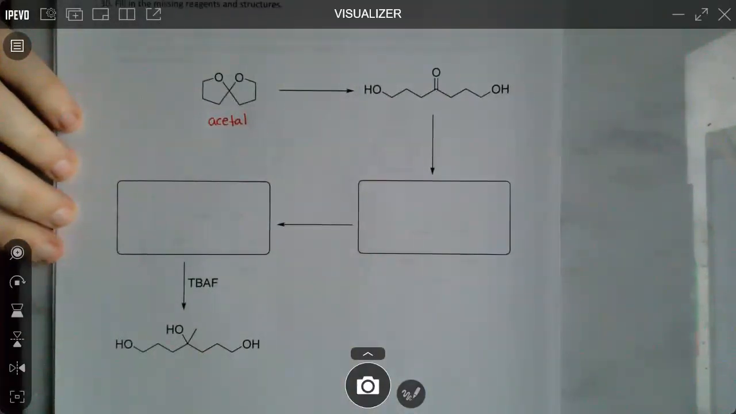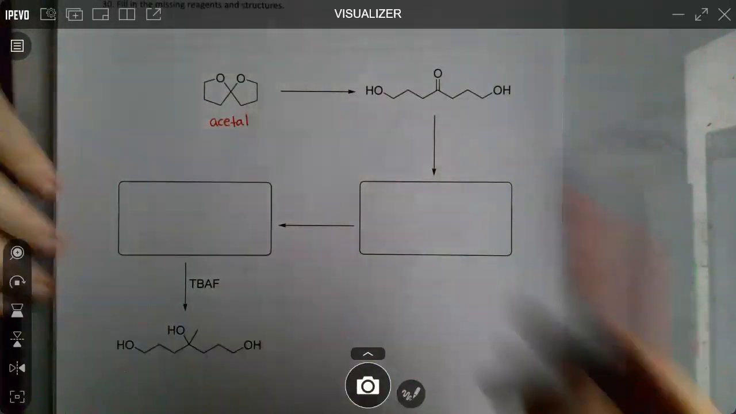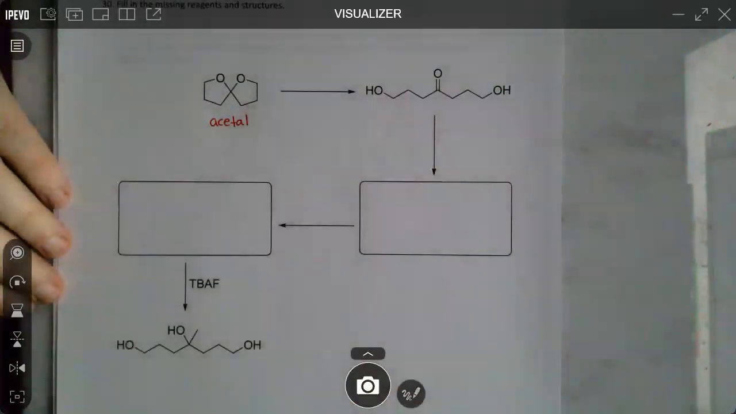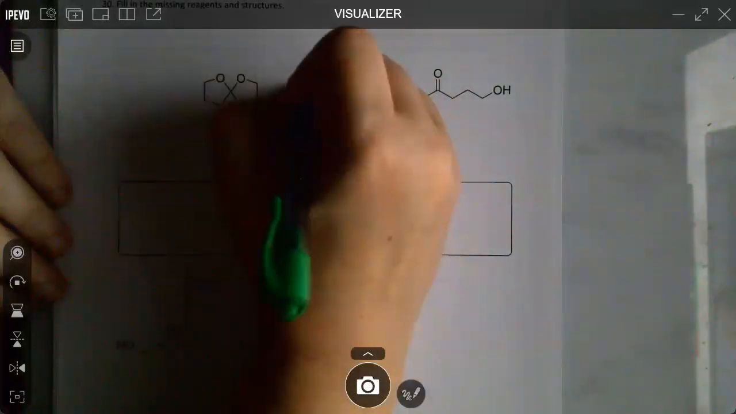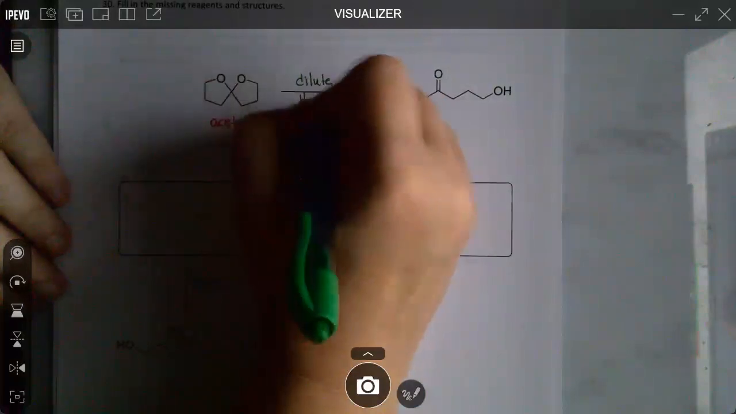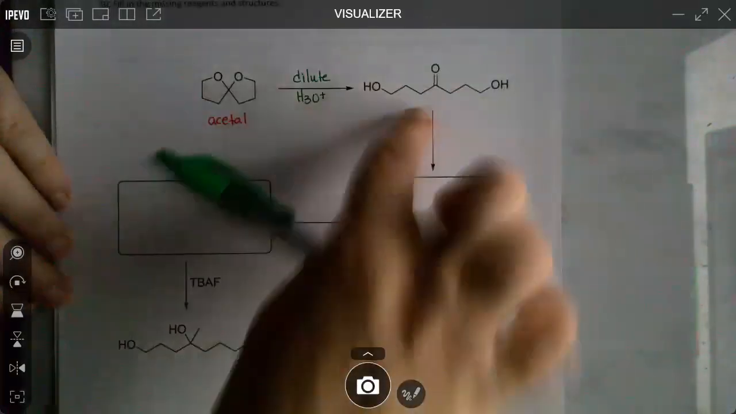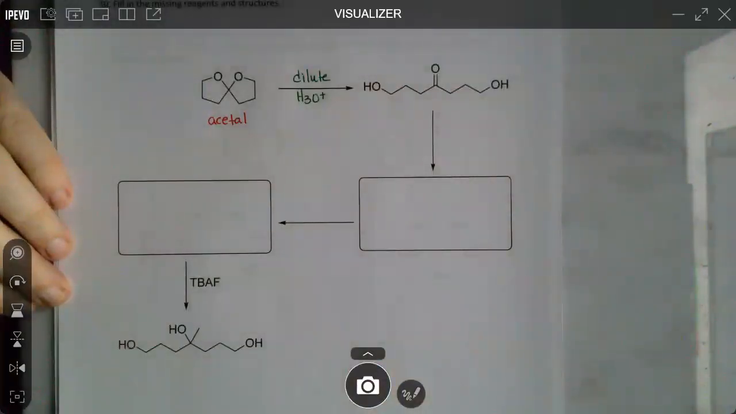So if we want to go in the opposite direction, open up the acetal back into the ketone and alcohols, then we're going to use lots of water, so we want a dilute acid solution. You can think of this as the reverse of the acetal formation reaction.